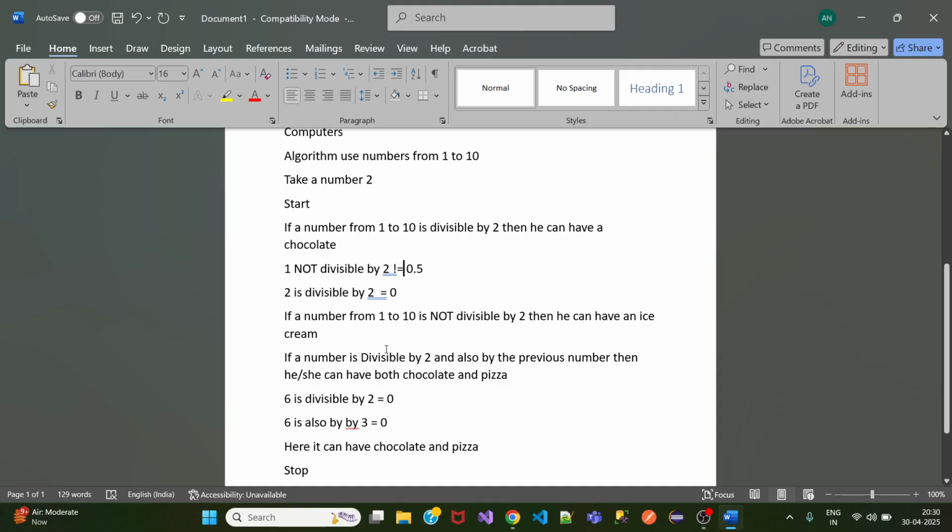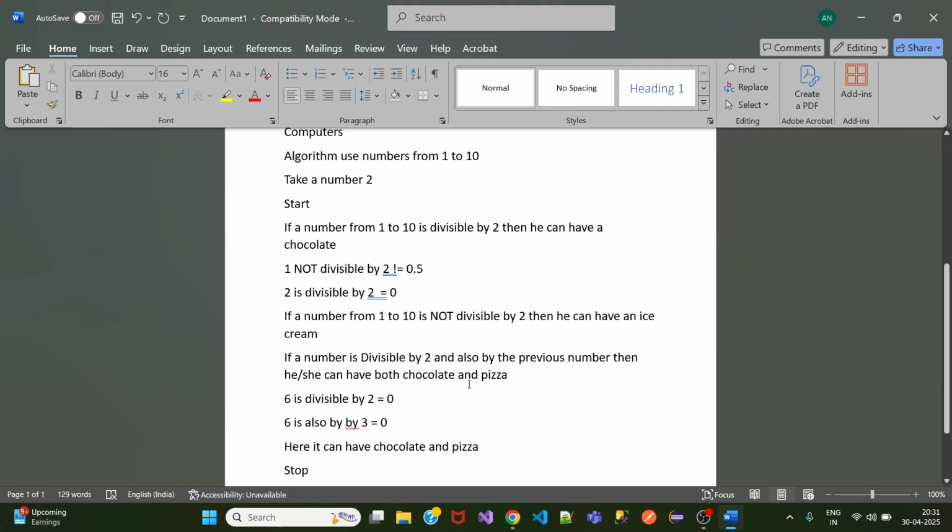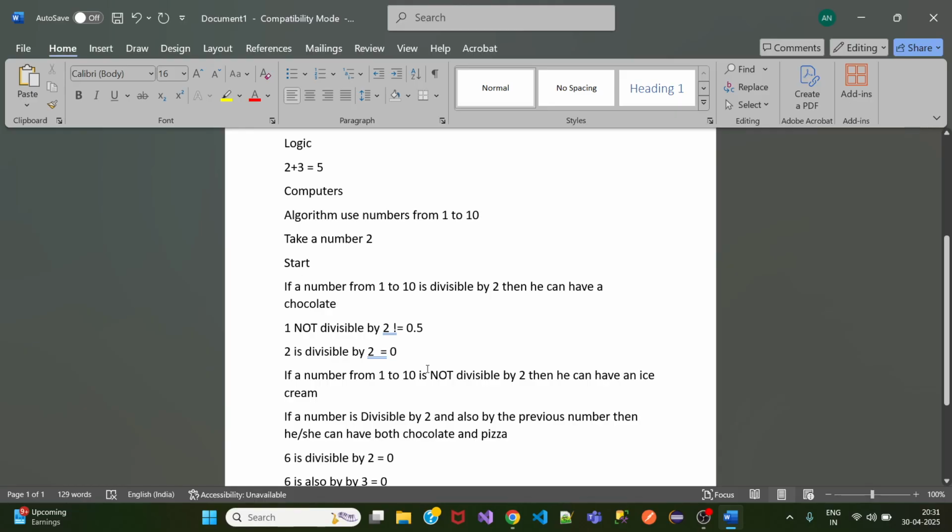So if then he can have ice cream, then he can have pizza. Okay. If a number is divisible by 2, then he can have a chocolate. No, I don't want to make it more complicated. Yeah, this is all I want you to do. Everyone understood, right? What is the task?